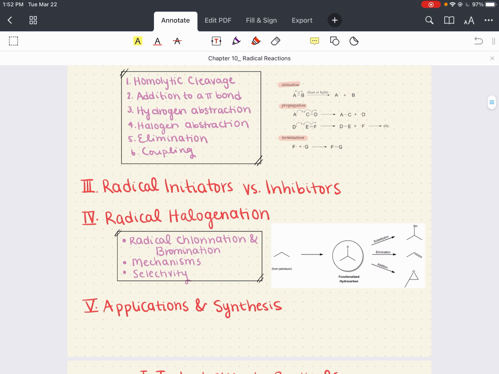We will see an example mechanism here for radical chlorination. We will also discuss the selectivity and stereochemistry of halogenation, and we're going to also expand into allylic bromination before wrapping up the chapter by talking about applications and synthesis of radicals. So now that you know the outline of what we're going to cover in this chapter, let's get started.